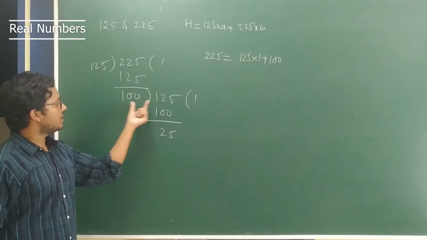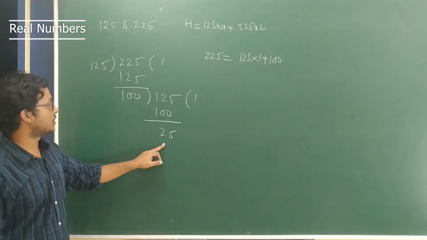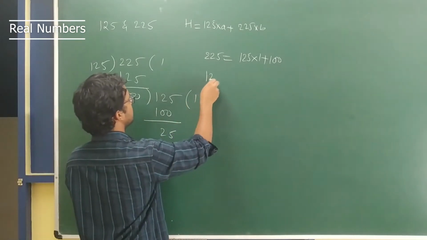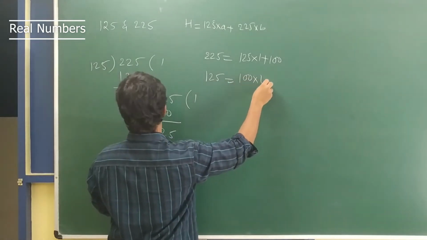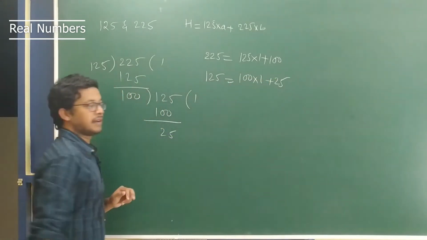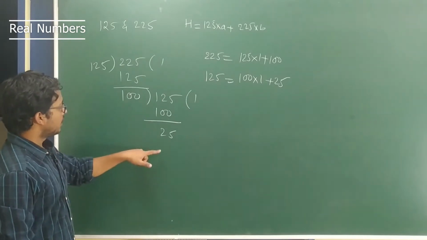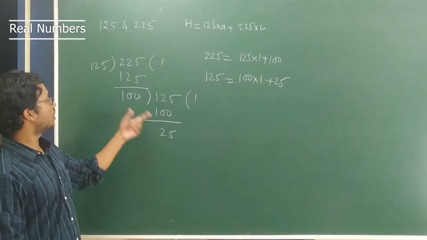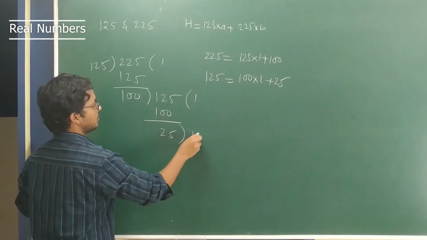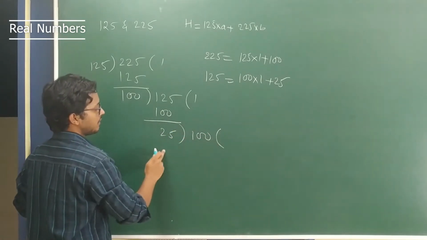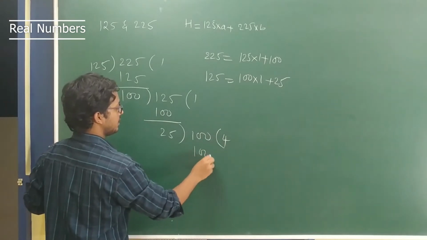So now we expressed 125 in terms of 100, and the remainder is still not 0. So we'll write that step again. 125 is now written as 100 into 1 plus 25. Now since the remainder is still not 0, we express 100 in terms of 25. So bring that here. 100 divided by 25. So 25 fours are 100.